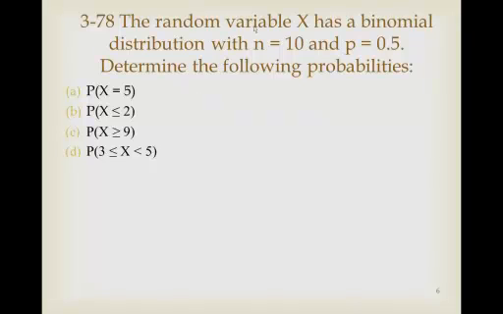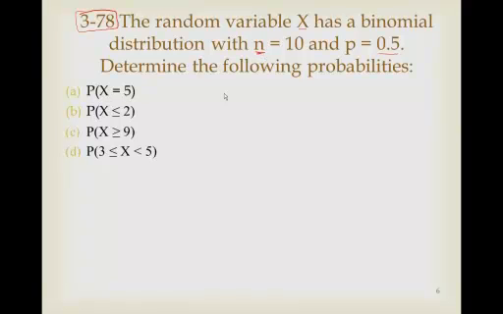The random variable x has a binomial distribution with n equal to 10 and the probability equal to 0.5. Determine the following probabilities. This problem is just a standard classic problem to give you a sense of how to do an ordinary problem. We'll start with the probability that x is equal to 5.